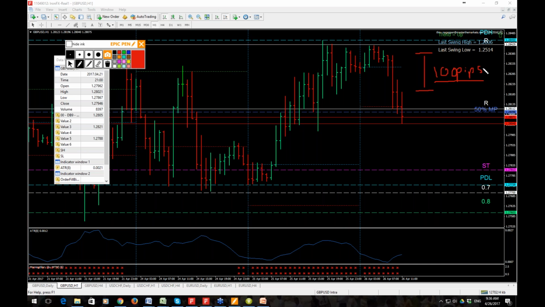Now, that range, that 100 pip range, can form, now follow me very closely, in two ways, okay? That range can form in either of two ways. The first way in which it can form is an up to down day.